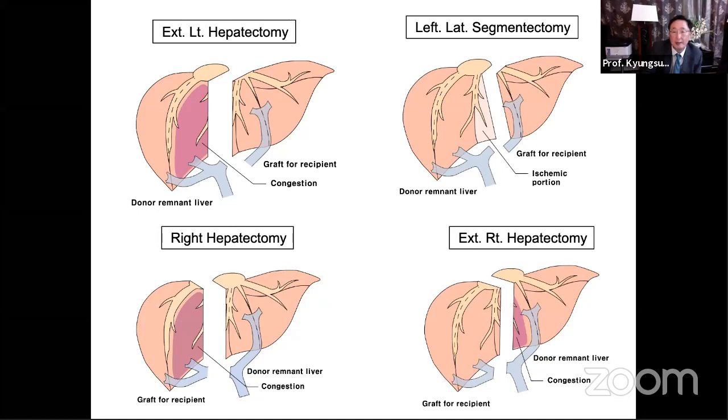So when conventional hepatectomy is done, some portion of hypoxia and/or congestion may develop. For example, if you do left hepatectomy, including the middle hepatic vein, the right anterior section will be congested.